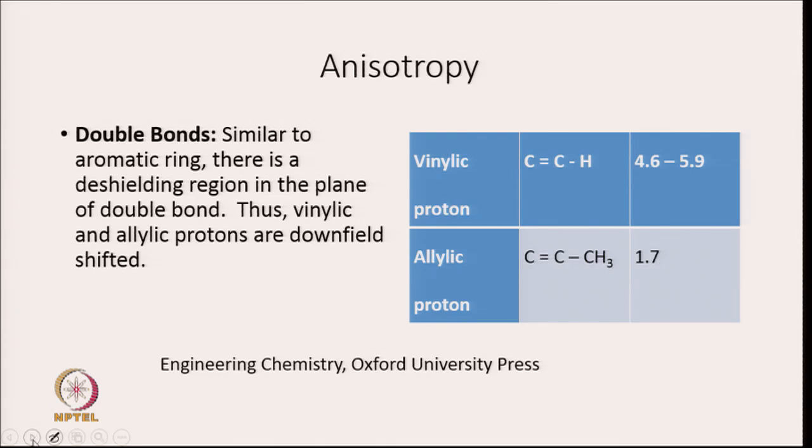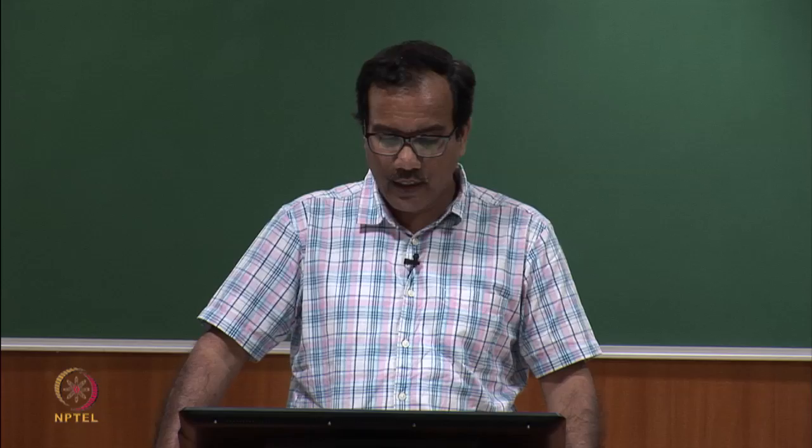anisotropy also plays a role in double bond. So, similar to aromatic ring, there is a de-shielding region in the plane of the double bond, and thus vinylic and allylic protons are downfield shifted. Vinylic and allylic protons are downfield shifted, and this is the value of vinylic proton.